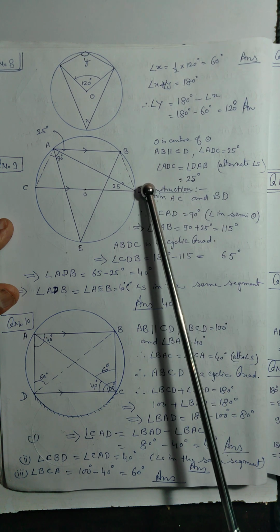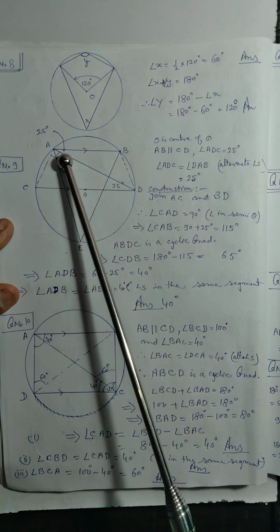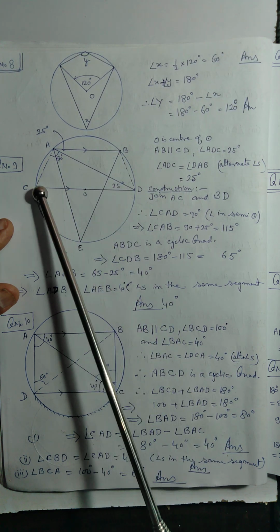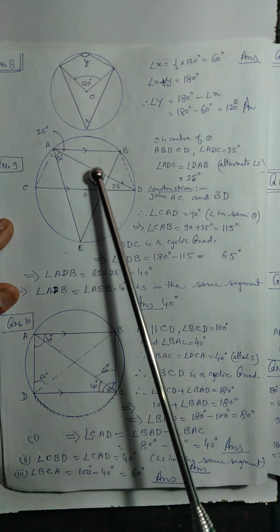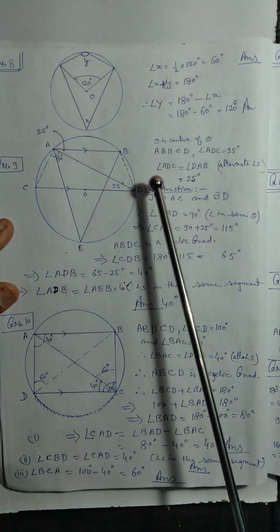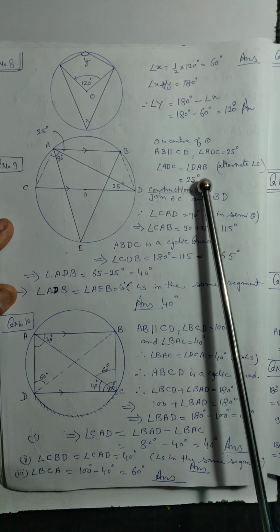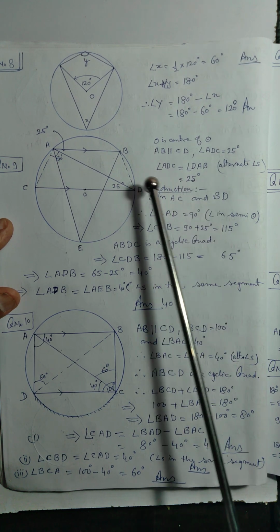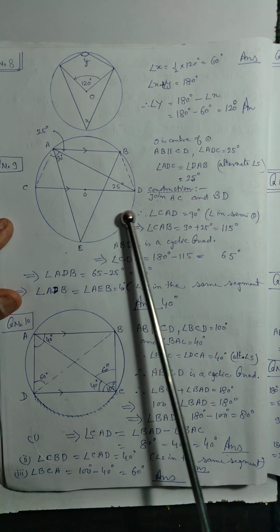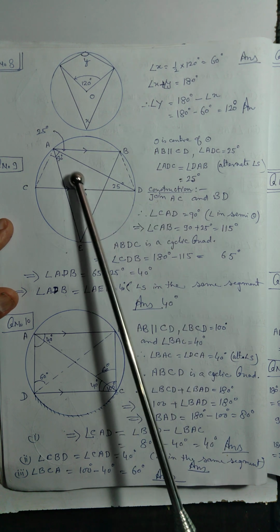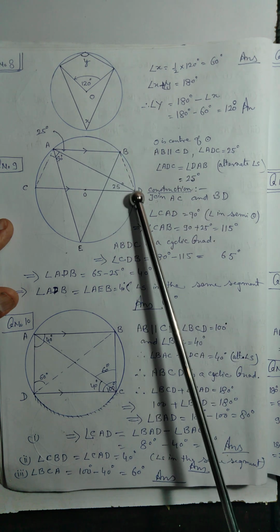So as these sides CD and AB are parallel, therefore ADC is alternate angle to BAD or DAB. You see, ADC equal to DAB, alternate angles. Therefore, it will also be 25 degree. Now construction. In construction, what I have done here, join AC and BD.